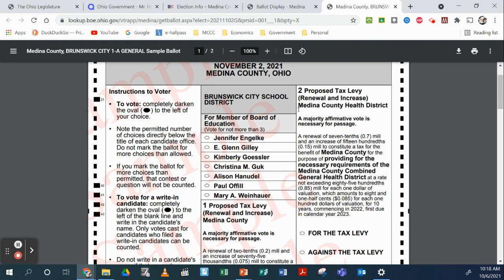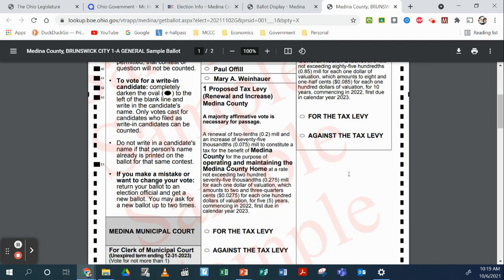Here's another renewal and increase. This is the Medina County Health Department. So literally right by Walmart. You guys know what I'm talking about? If you're looking at Walmart, it's to the right. They want renewal of what they currently get plus an increase. And based off of the fact that they've been doing 100% more work with COVID cases and vaccinations and testing, it's probably not going to be a hard sell for the people.